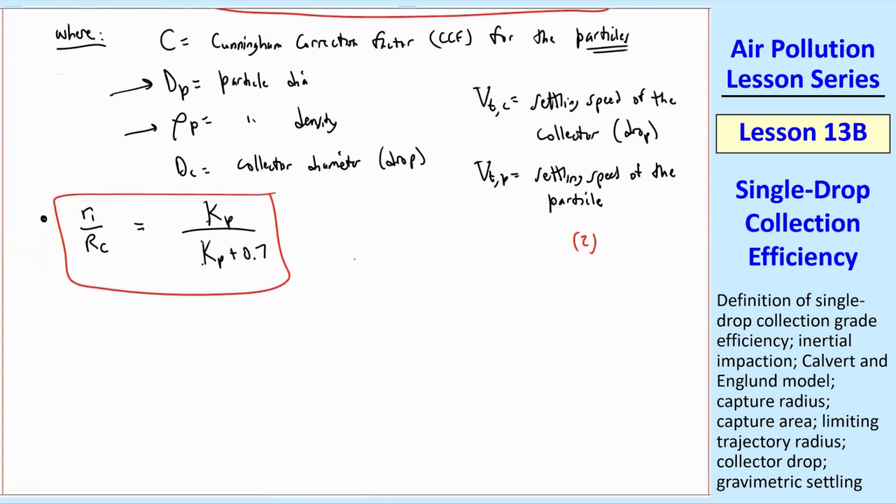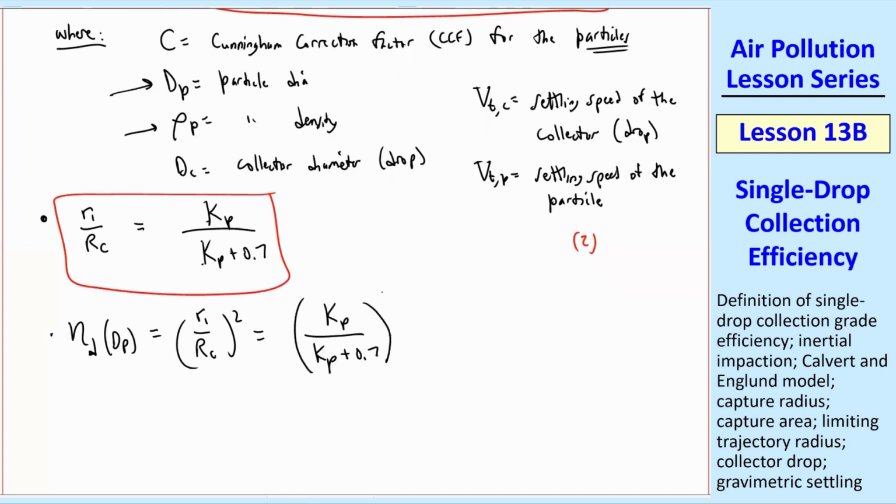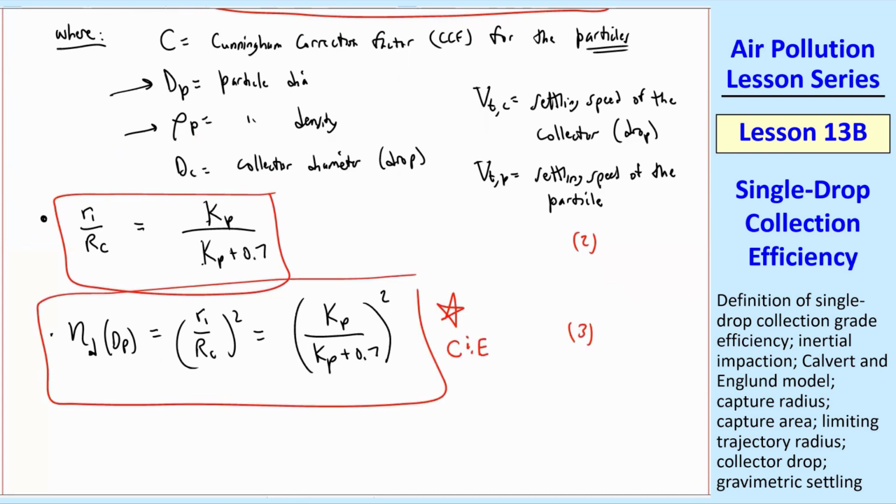And then from the previous lesson, we know that A to D of dp, the grade efficiency, that's a single drop collection efficiency, is R1 over RC squared. So this becomes Kp over Kp plus 0.7 squared. So that is the C&E model for single drop collection efficiency.